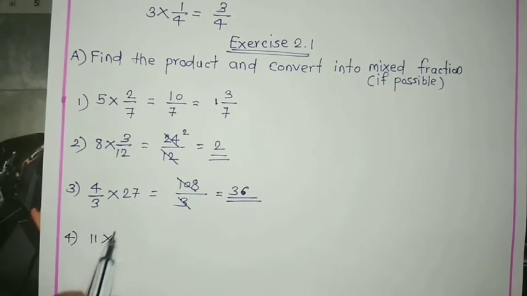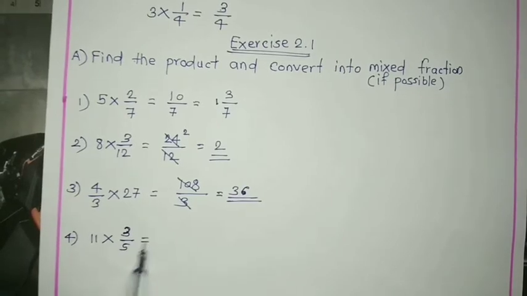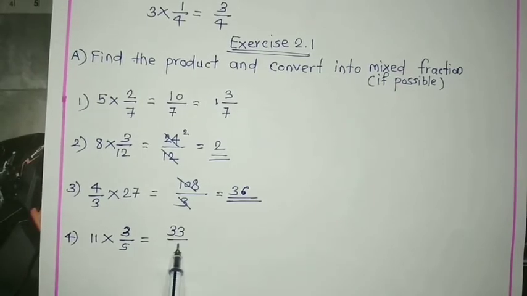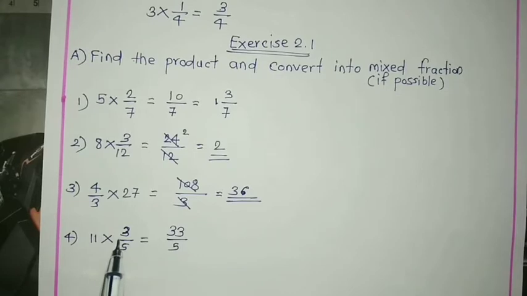11 into 3 divided by 5. Okay. So 11 into 3, how many? 33. Okay. So divided by 5. So 33 divided by 5. So we have to convert this 33 divided by 5 into a mixed fraction.